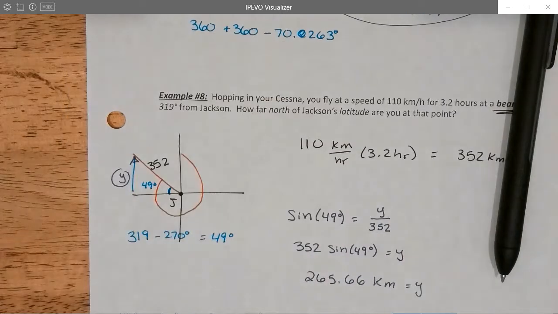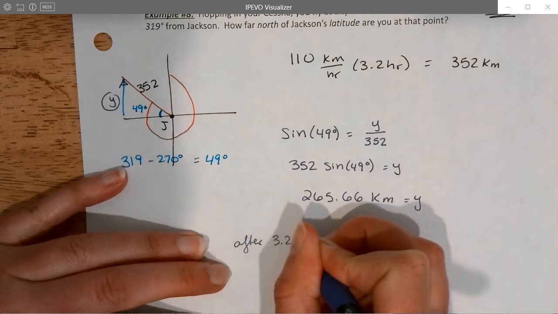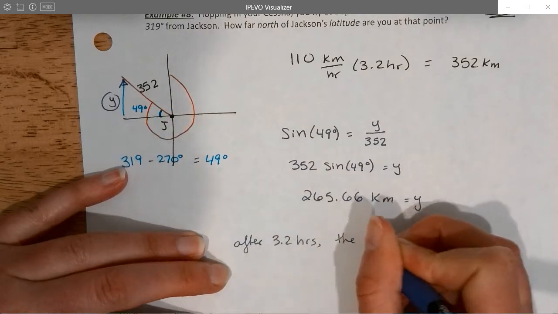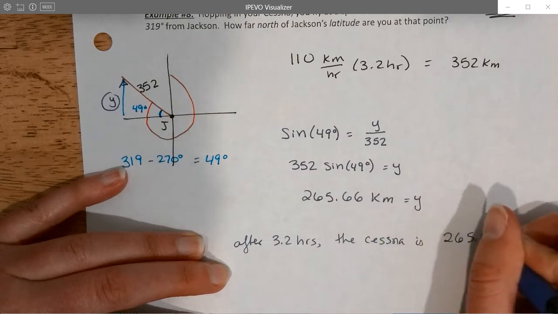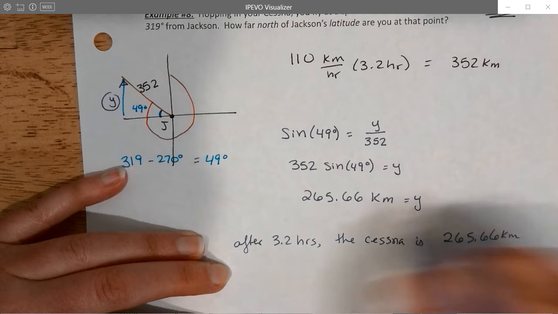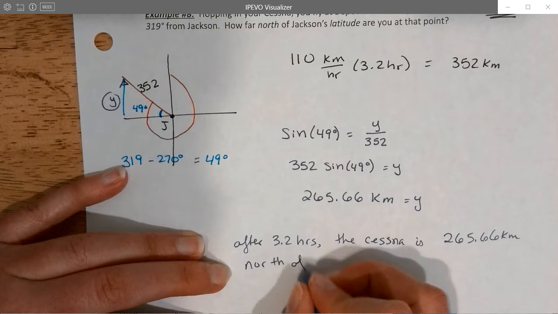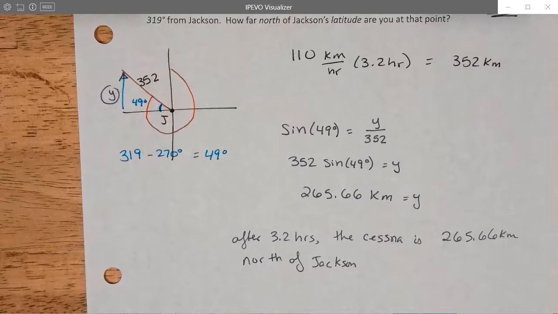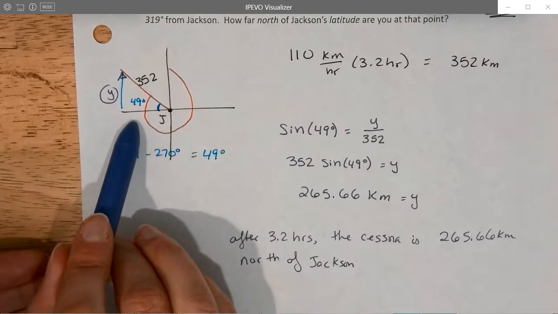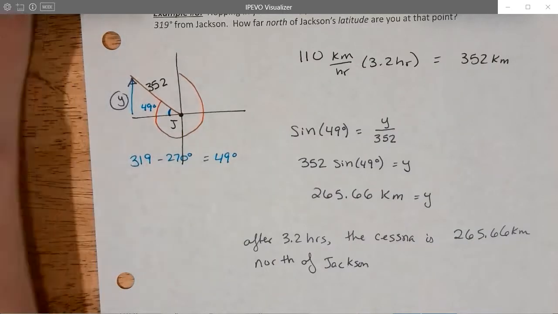All right? So after 3.2 hours, the Cessna is 265.66 kilometers north of Jackson. It's not directly north, of course, but that's the measurement in the north direction. Now, if you want to know how many miles east, of course you could calculate that as well using cosine instead of sine, and you'd be able to find the x distance and find out how far, I meant to say west. West is over here, east is over there. How far west is it also? There we go.